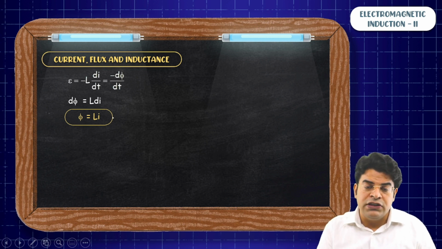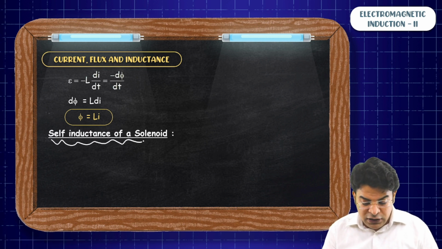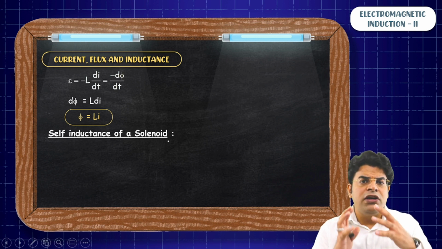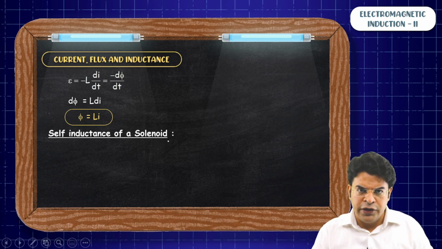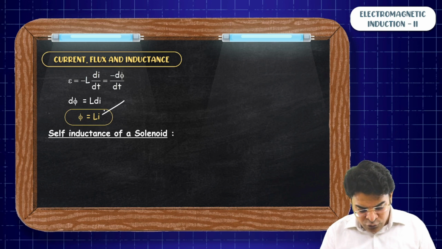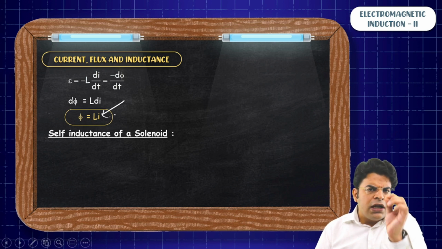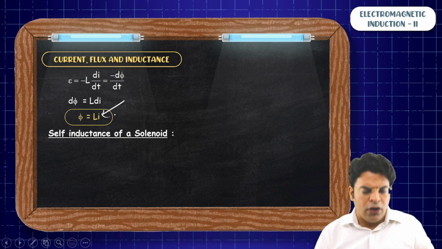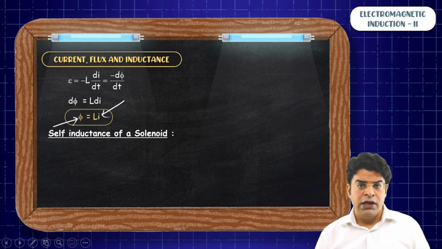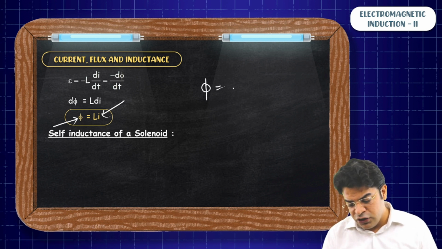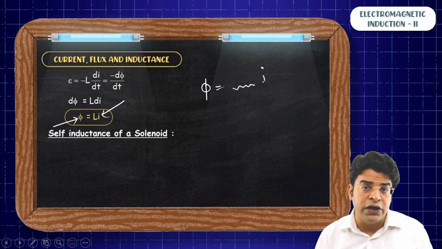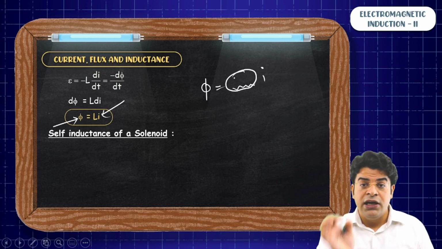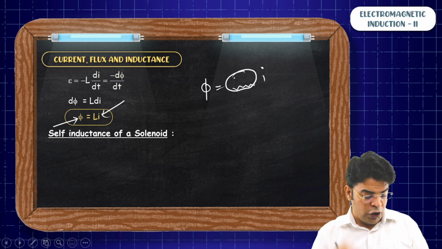Now we will use this to determine the self-inductance of a solenoid. How to determine the inductance of a solenoid? We will assume that some current I flows through it, and when some current I flows through the solenoid, we will find out the flux linked with it. And we will say that the flux linked with the solenoid equals something times the current flowing through it. And this something has to be the inductance of the solenoid.